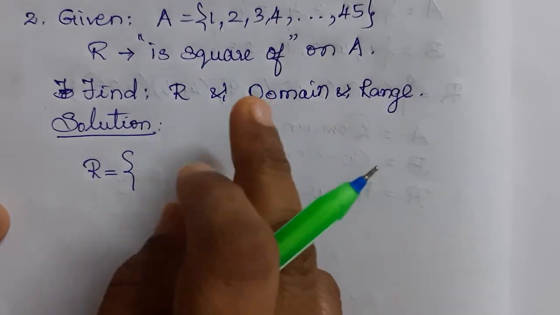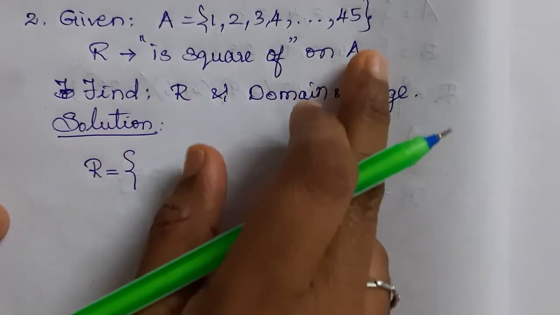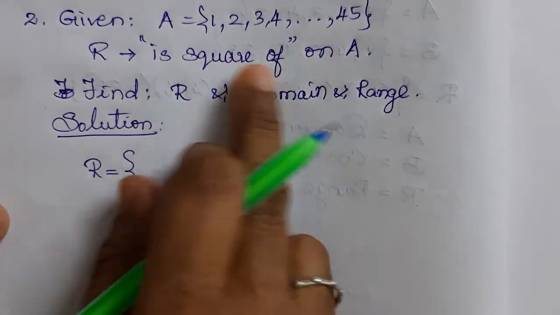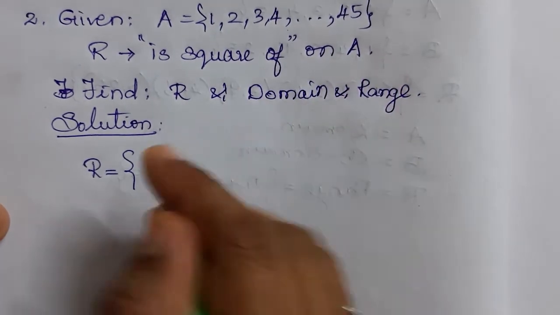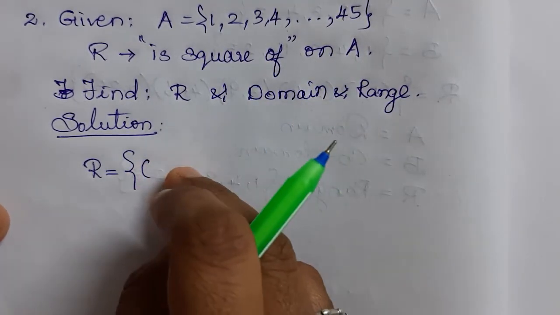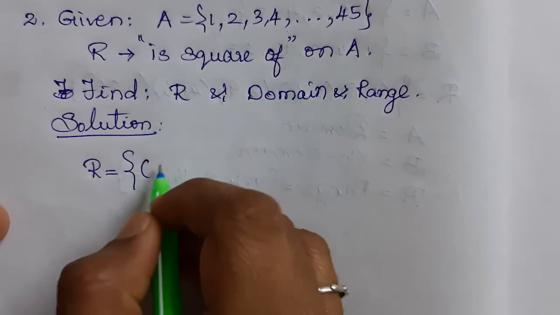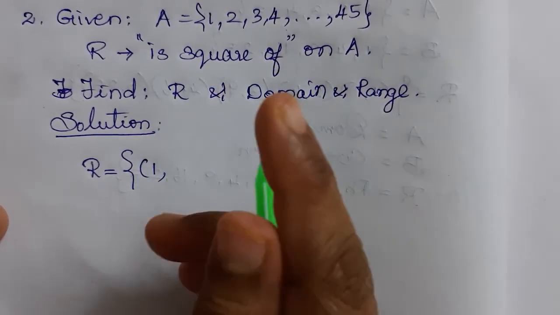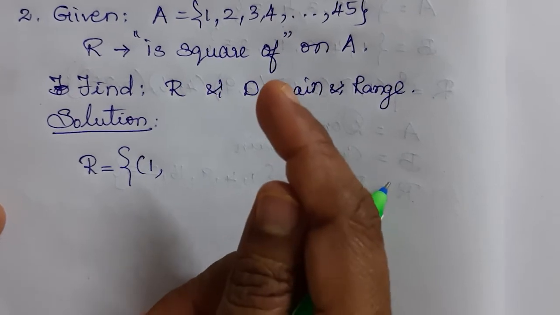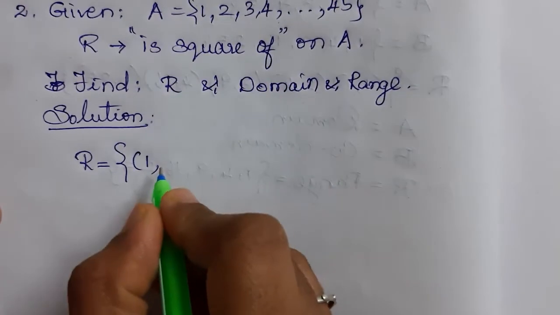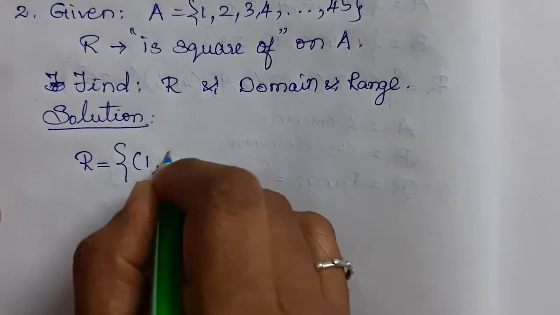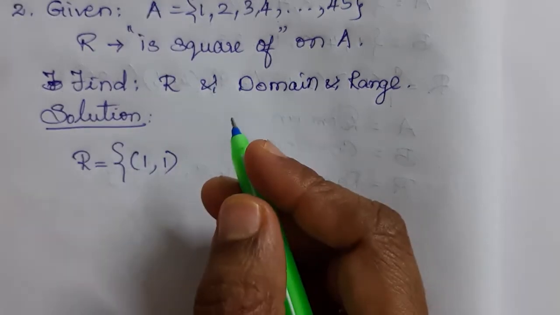But instead of giving B, they have given that the relation is framed with the help of square on A. So first we will write the elements of A. The elements of A are 1, 2, 3, 4. So 1, comma. Now R is a square on A. So what is the square of 1? It's nothing but 1. What is the square of 2?